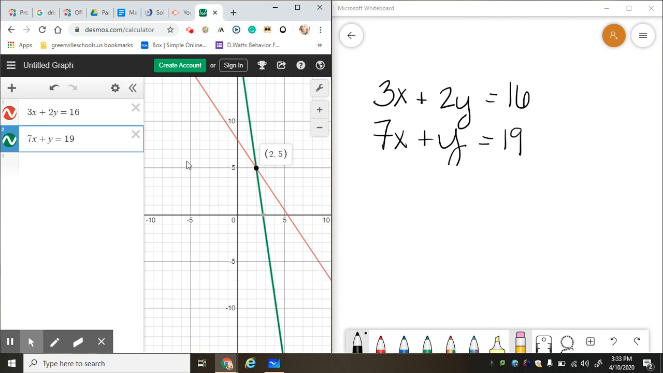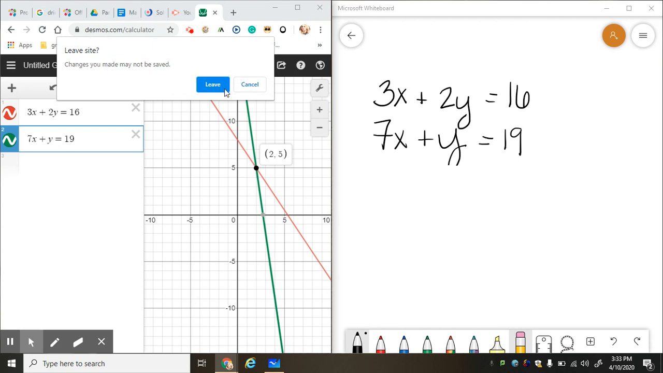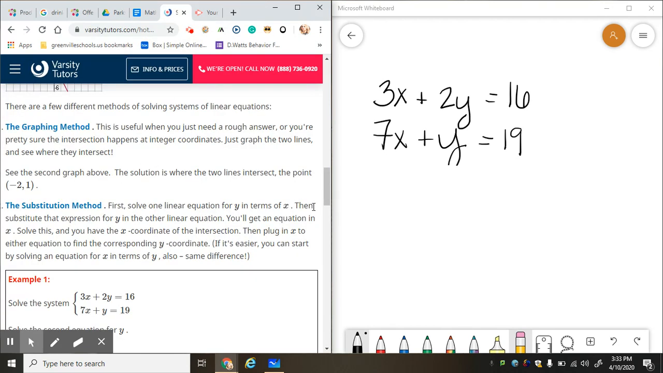So that was a very simple and easy method. But your teachers are going to want some proof, so I'm going to show you how to do the math. Now, if you wanted to check your math, this is a great resource to check it. Okay, so let me go back. Okay, so the substitution method.